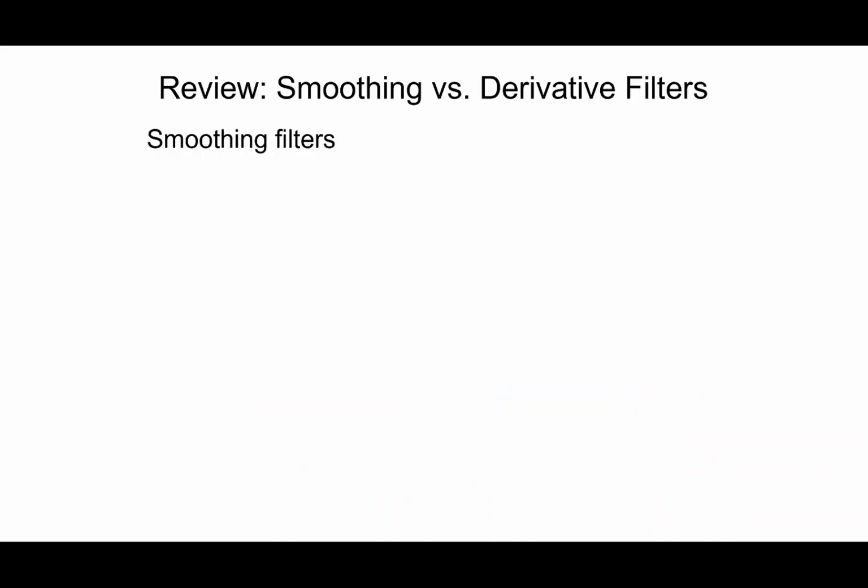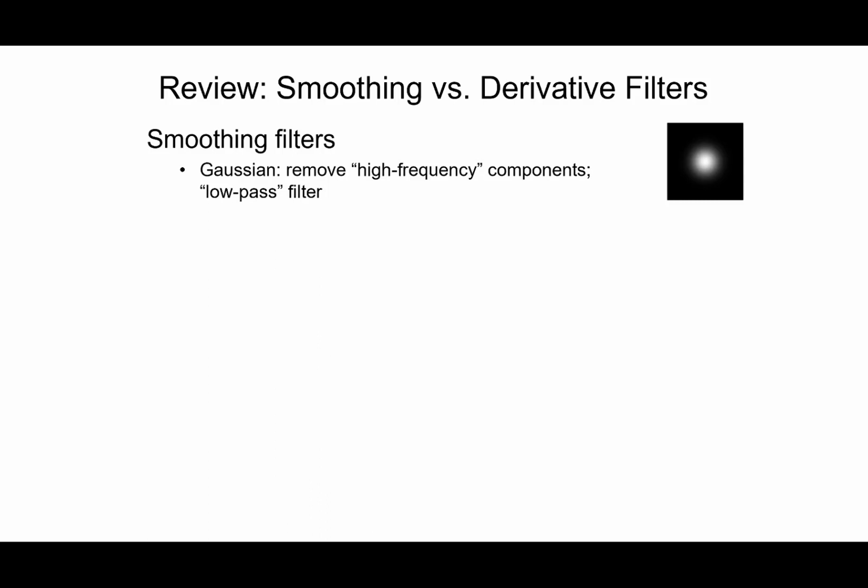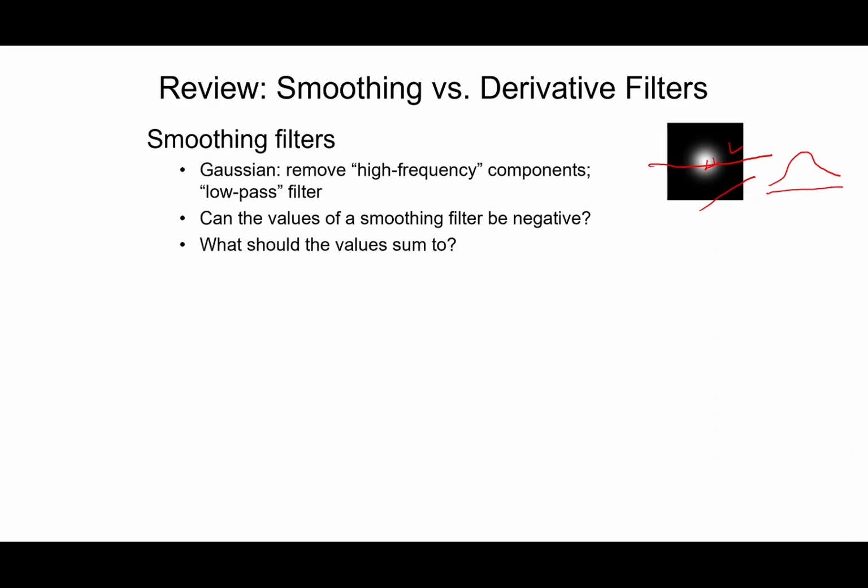So we'll briefly summarize what we studied. When you think about the smoothing filters, Gaussian removes high frequency components. It's actually a low pass filter. So we can have an image-like display of the Gaussian. You can see here it's high and here it's low. And if you take a horizontal cross section of this, you will see the Gaussian shape. And it's a low pass filter. Can the values of the smoothing filter be negative? No, the values of the smoothing filter are not negative. What should the values sum to? The values of the smoothing filter should sum to 1. Constant regions are not affected by the filter.